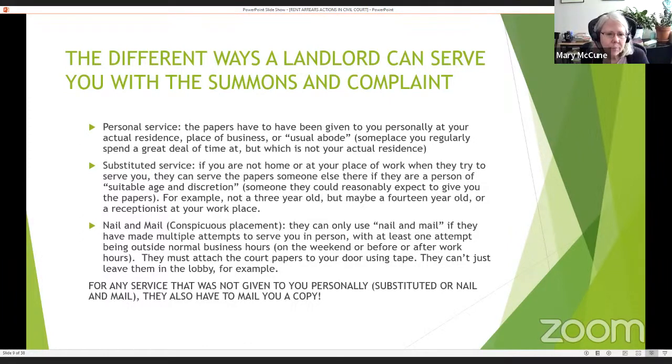So maybe you have your own apartment, but you spend like 80% of your time with your significant other. So maybe under those circumstances, if they can't find you at home, maybe they could serve you at that place. Substituted service. That means if they go to your home or your place of work to try to serve you and you're not home, but somebody else is that they think they could reasonably expect to give you the papers, they can serve that person as a substitute for you. That's where this substituted service comes from.